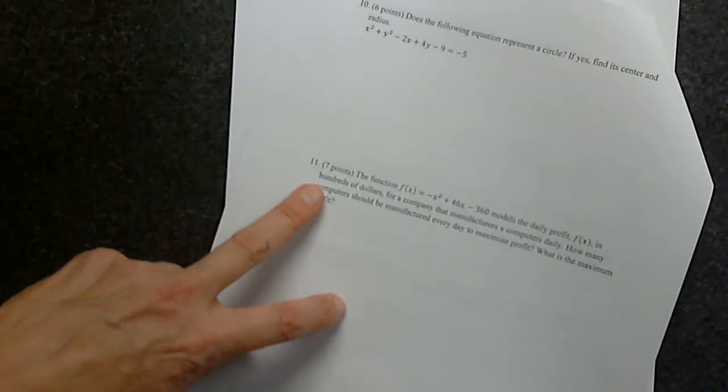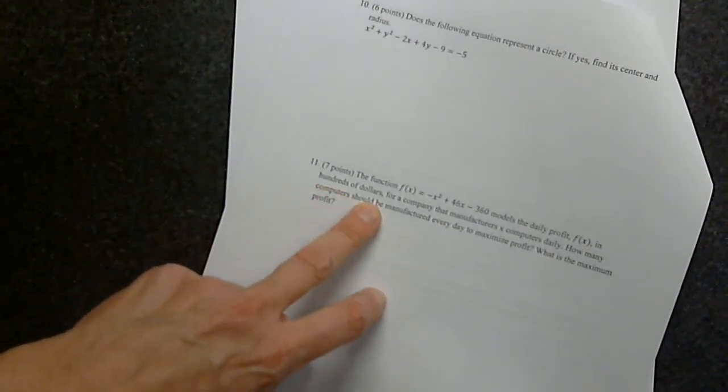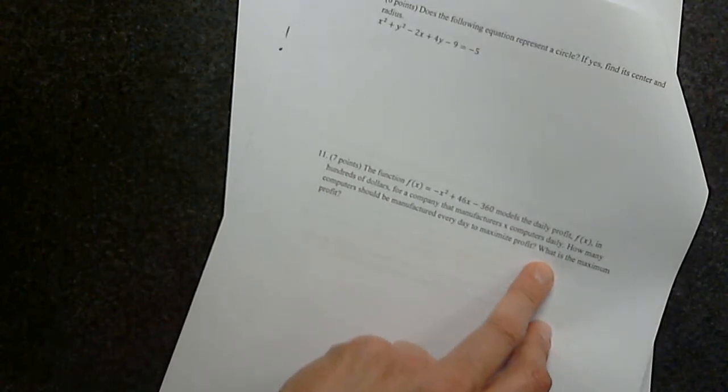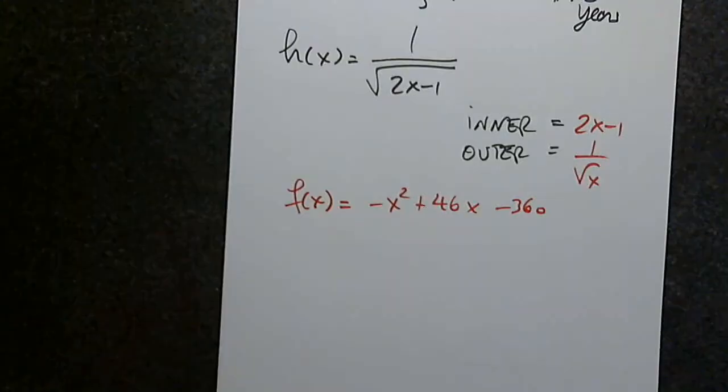Eleven. So this function measures the daily profit in hundreds of dollars for a company that manufactures X computers daily. How many computers should they manufacture every day to maximize profit? And what is the maximum profit? And what type of function is it? Very good. It is quadratic, so what do I do next? What number are we on? 11.